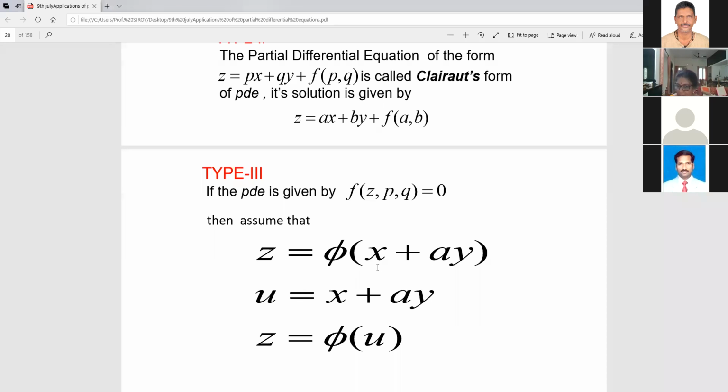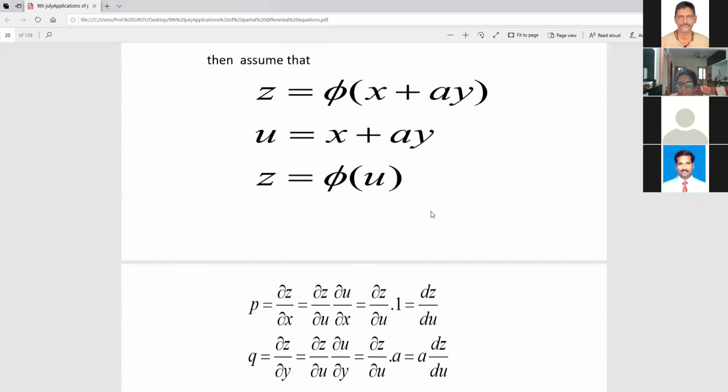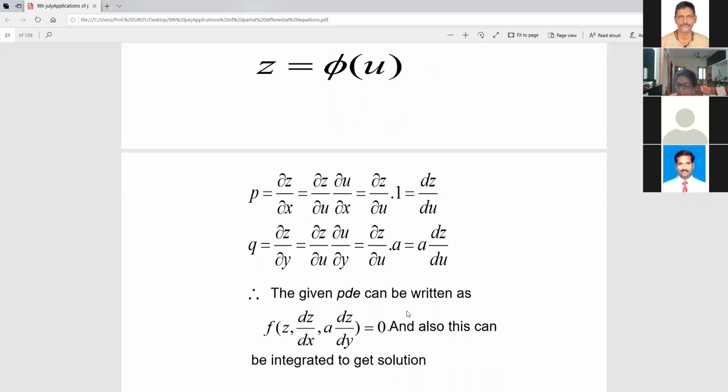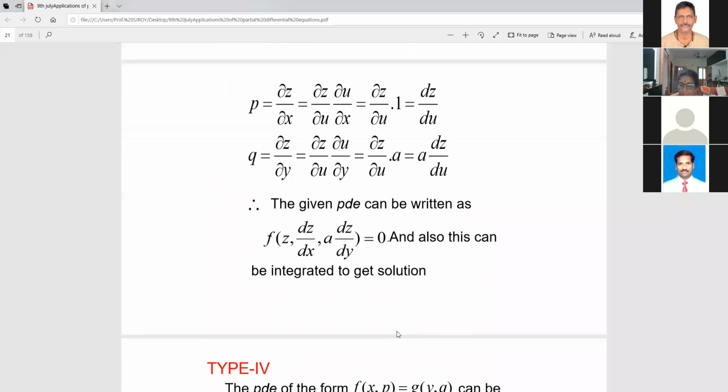Just pick up Z as a function of this U. Of course, if you substitute this, your PDE is transformed to an ODE. That is the advantage. It is all simple work one can do by using the chain rule. You can write your P in terms of Z: this becomes directly dz by du. Q becomes A times dz by du. Once you substitute this back, you get this equation. Once you get into this, you can integrate because it looks almost like your ODE. So we can solve.